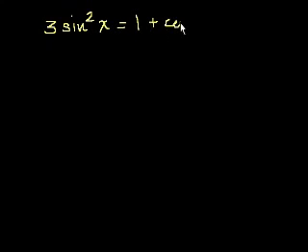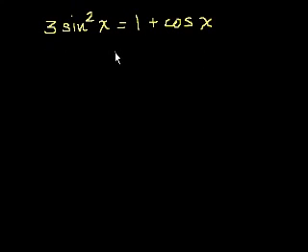So the problem he gave, if I read his note properly, is this: 3 sine squared of x is equal to 1 plus cosine of x. So at first cut, this seems like a difficult problem. How do you solve for x? You would have arc sines and square roots and cosines, etc., etc.